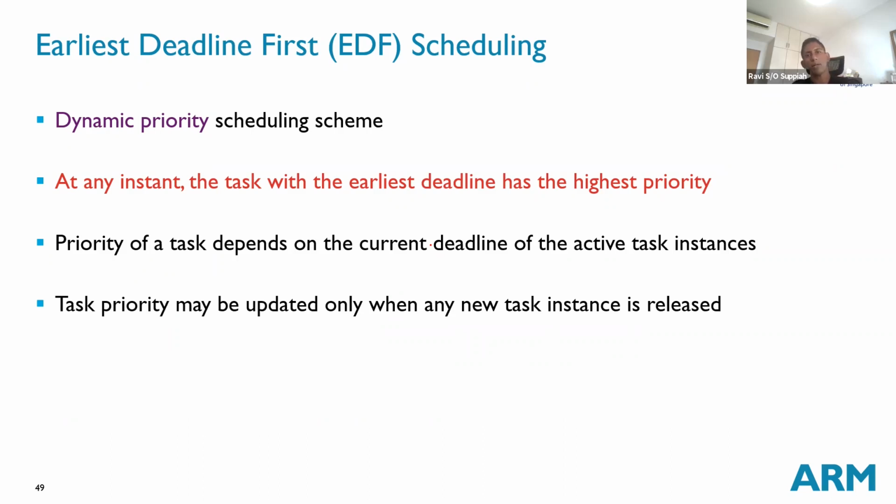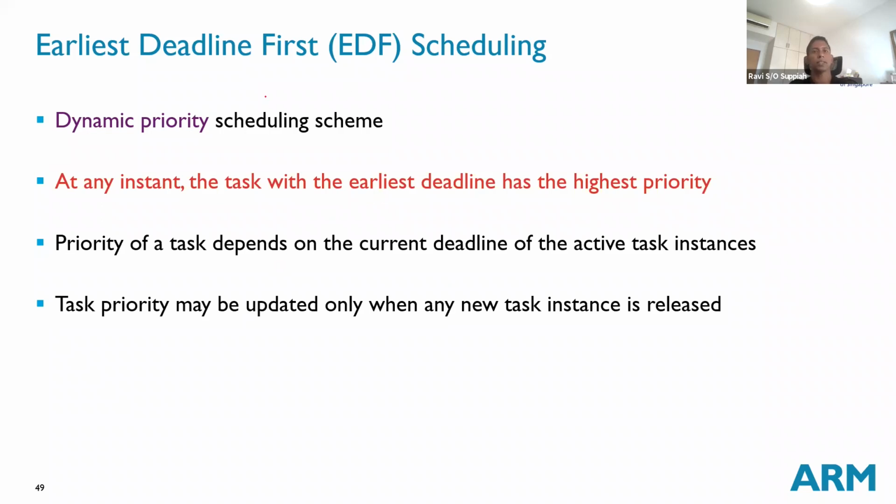Until now, when we looked at RMS and everything, we were looking at the fixed priority scheduling policy. That means once you have already assigned the priority level, that priority stays with it throughout the whole time when the system is operating. The other alternative is a dynamic priority scheduling system, where the priority is constantly changing.